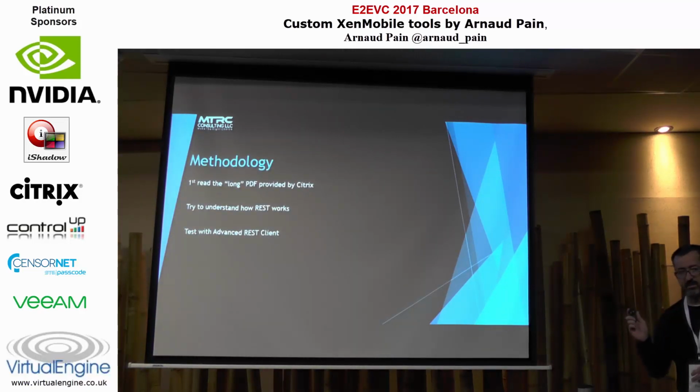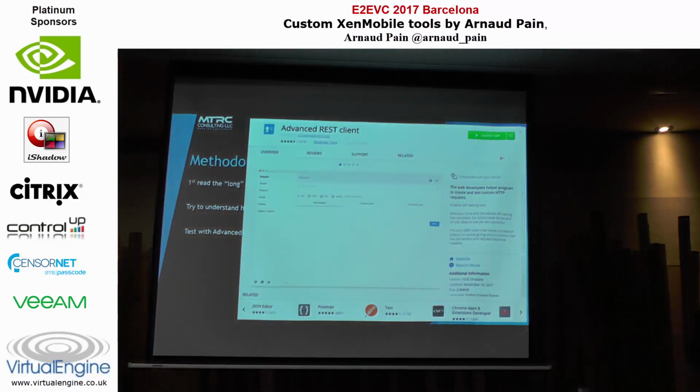So what is the methodology I used? First I read the PDF that Citrix provides on their website. It's more than 300 pages, so it's a lot to learn and try to understand how it was working. And I tested with an advanced REST client. I just made a Google search to find one client, and I used the first one I found. It's an extension for Google Chrome.